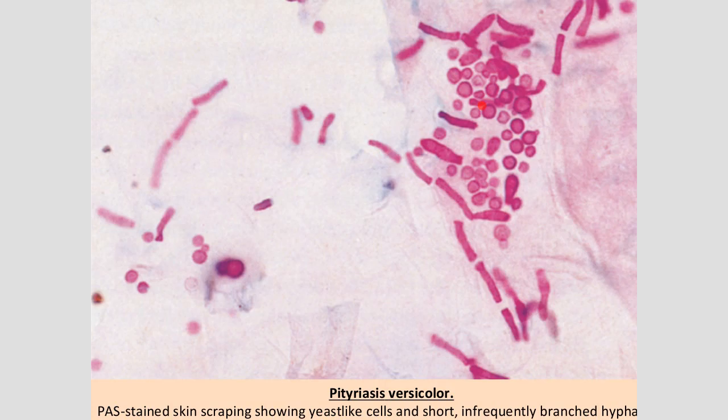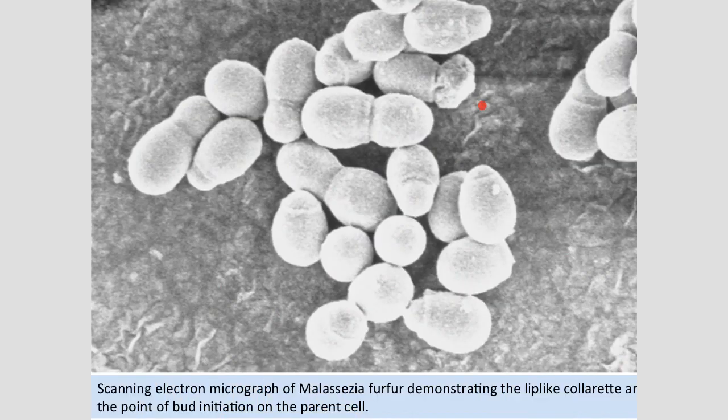So this is a skin scraping, and we call it a PAS skin scraping. That's a stain that we normally use. PAS stain scrapes, and you can see it comes in different types. So there's circular, spherical, and sometimes branched hyphae as well. So you can see the branched hyphae over here. So this is a typical skin scraping of what we call tinea versicolor.